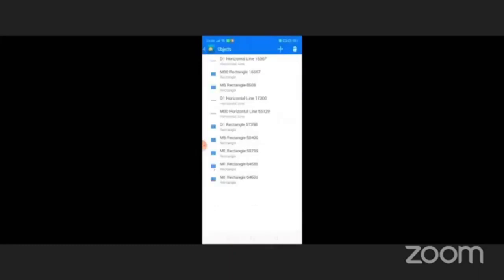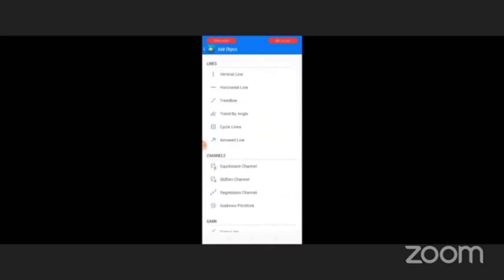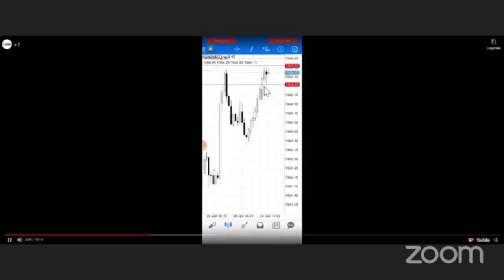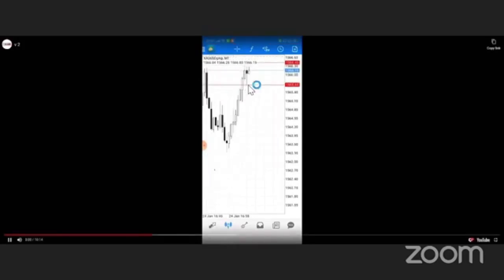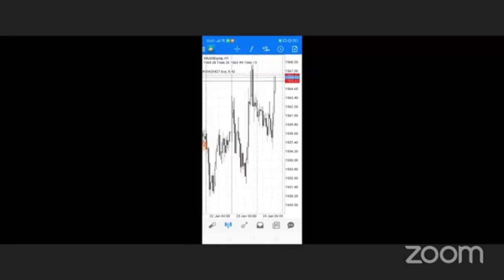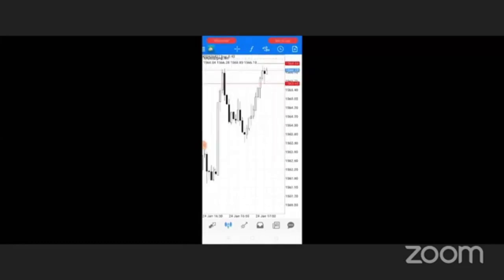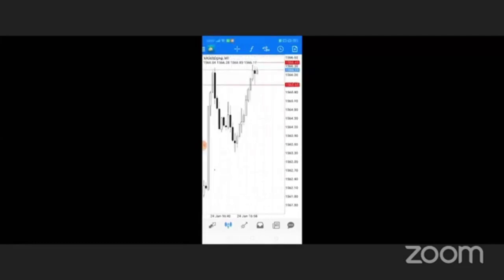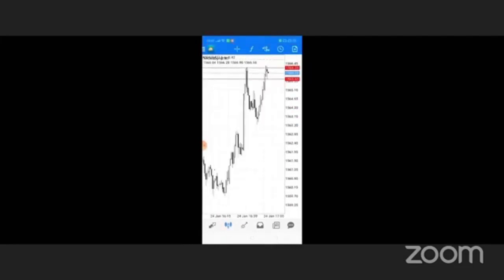Wow. It's not easy when your real money is at stake. So I marked a very good rejection point over here. So I anticipate the buyers to defend this and bring the price even higher. Okay, let's see that.